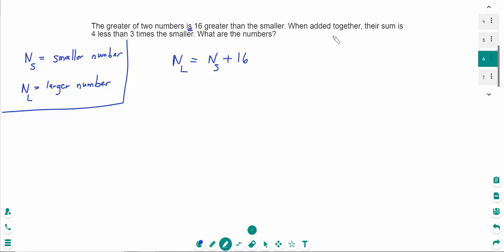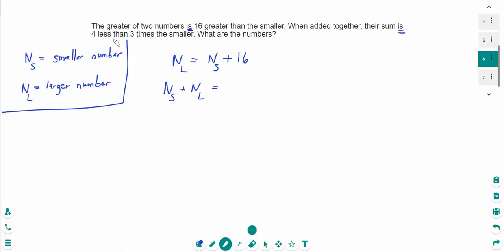Now, when added together, so we're adding these together, right? We're adding the n sub s plus the n sub l. When added together, their sum is 4 less than 3 times the smaller. So this sum right here is equal to 4 less than 3 times the smaller.